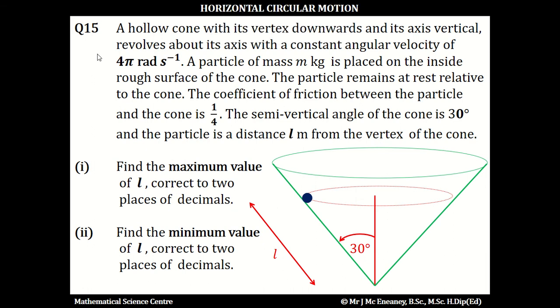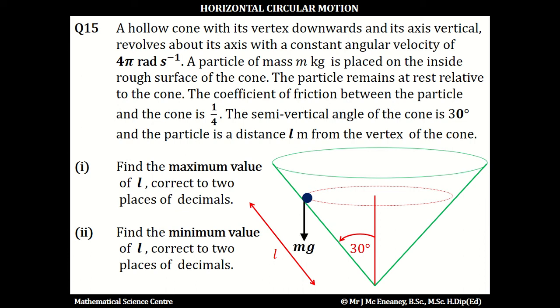Okay, question 15. A hollow cone with its vertex downwards and its axis vertical revolves about its axis with a constant angular velocity of 4π rad per second. A particle of mass m kilograms is placed on the inside rough surface of the cone. The particle remains at rest relative to the cone. The coefficient of friction between the particle and the cone is 1/4. The semi-vertical angle of the cone is 30 degrees and the particle is a distance L from the vertex of the cone. So in part 1 we want to find the maximum value of L, correct to 2 decimal places.